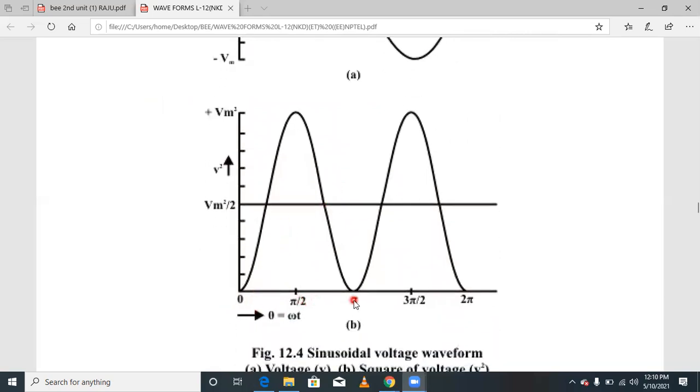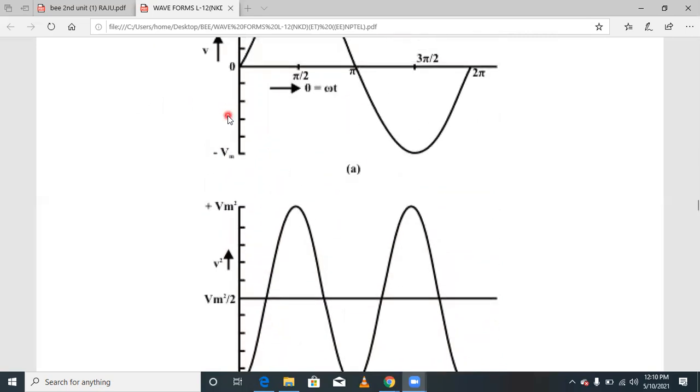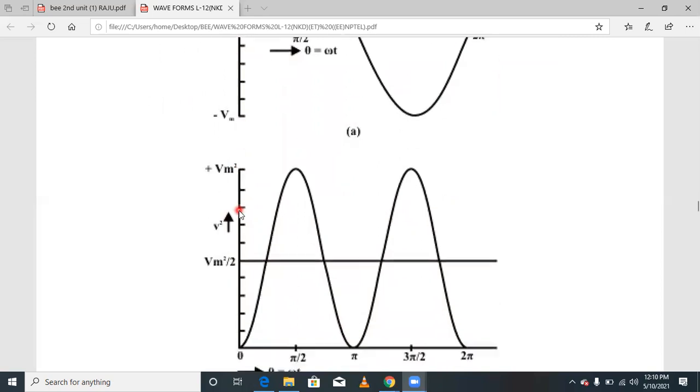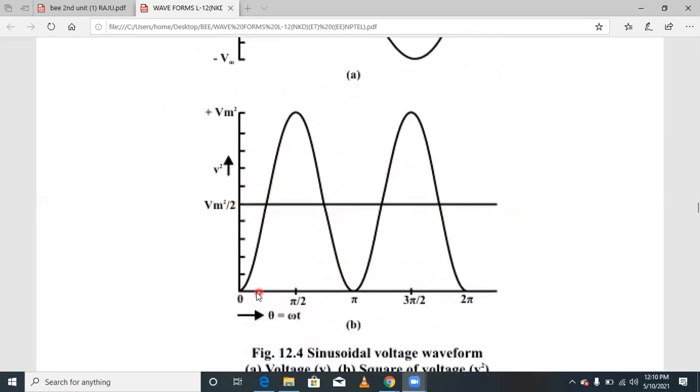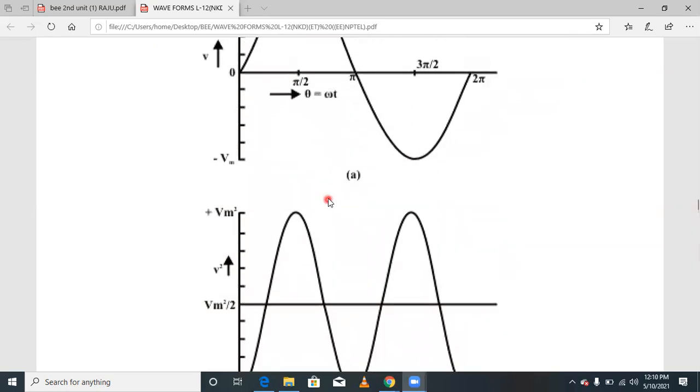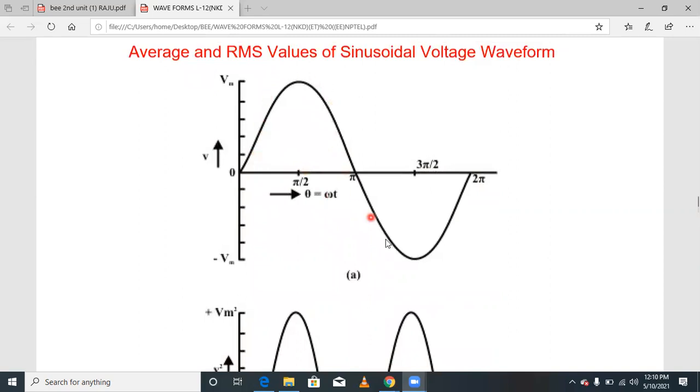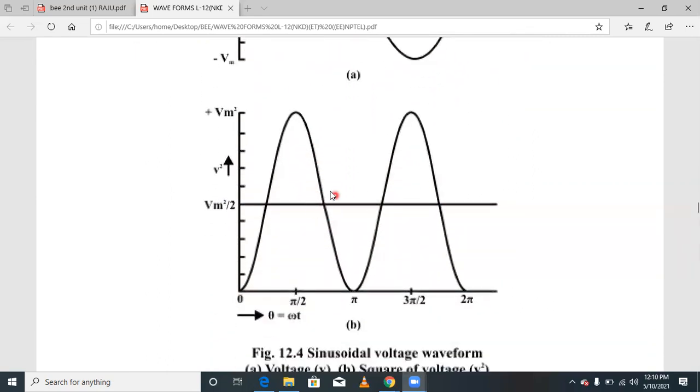Okay, 0, pi by 2, pi, 3 pi by 2, 2 pi. The waveform is shifted to the positive side like this. The magnitude here is Vm square, the middle is Vm square by 2, and the negative side is 0. This is the square of the sinusoidal waveform, and that is the actual sinusoidal waveform. By squaring this waveform, we get it like this.